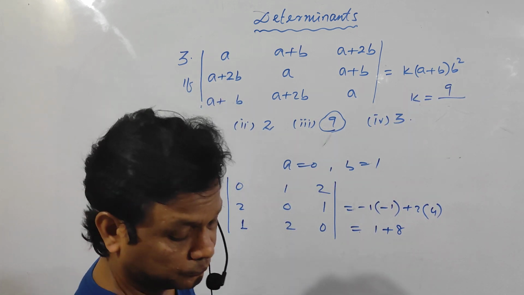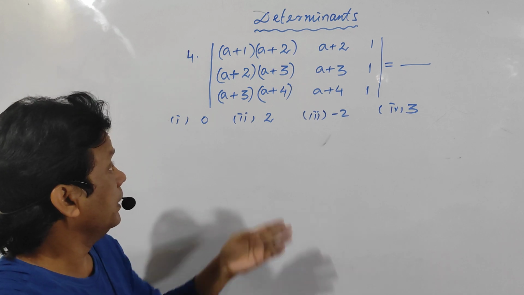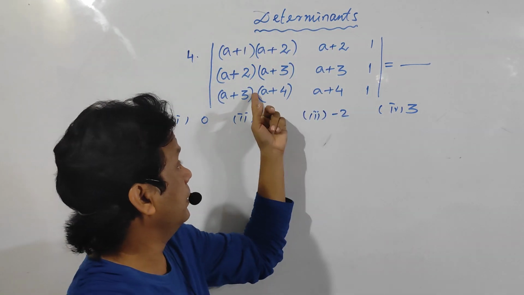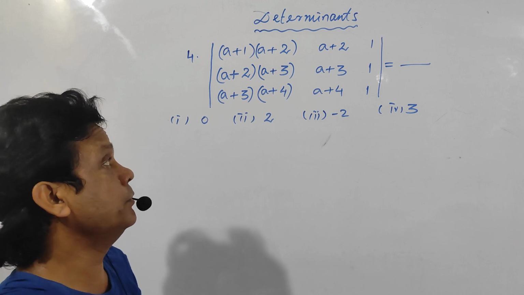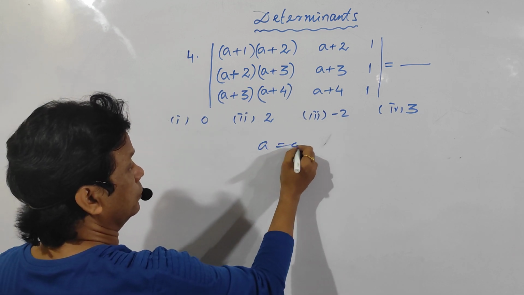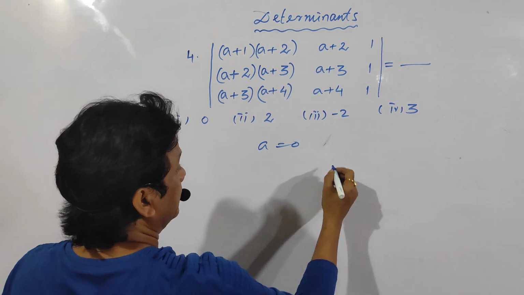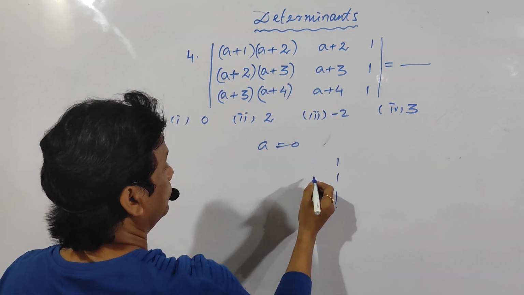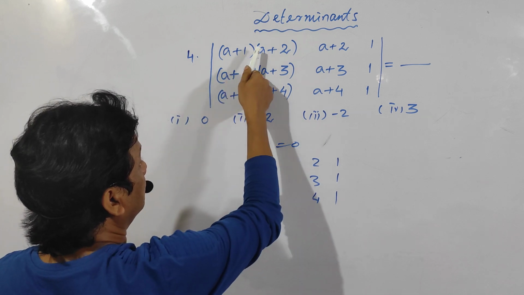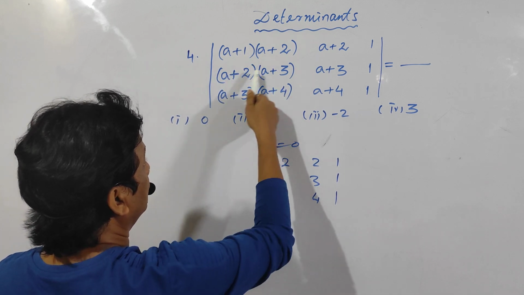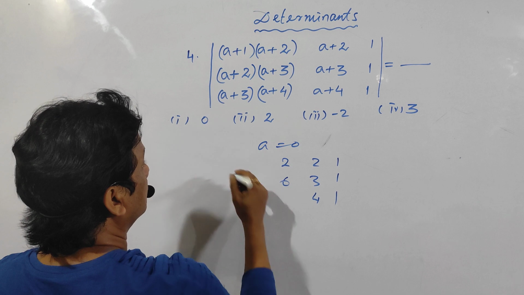Okay. See this question. In the question, there is no restriction upon A. And in the option also, there is no A. That means A can take any value. So simply I am taking A is equal to 0. Put A is equal to 0. So that the last one 1 1 1, this will be 2 3 4, clear, and this will be 2 1 2, 3 2 just 6, 4 3.